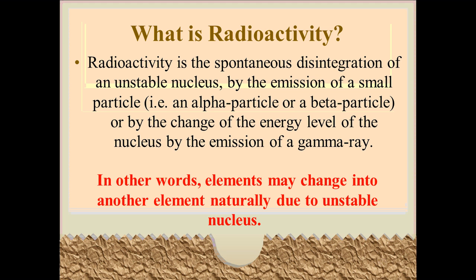So what does this have to do with what we're talking about? Some atoms are unstable. Radioactivity is the spontaneous disintegration, dissolvement, of an unstable nucleus, and nuclei will randomly emit small particles called alpha particles, beta particles, gamma particles. So in other words, elements can change into another element naturally due to unstable nuclei. Now that only occurs with very heavy elements above bismuth, number 83 on your periodic table. So they're the heavy elements that tend to be radioactive.